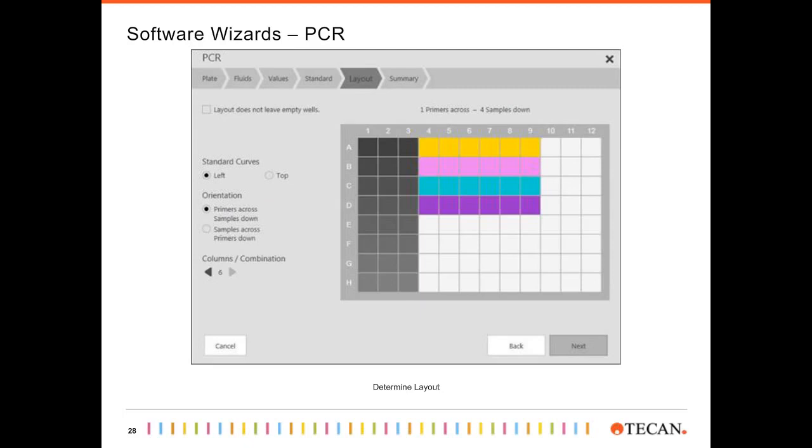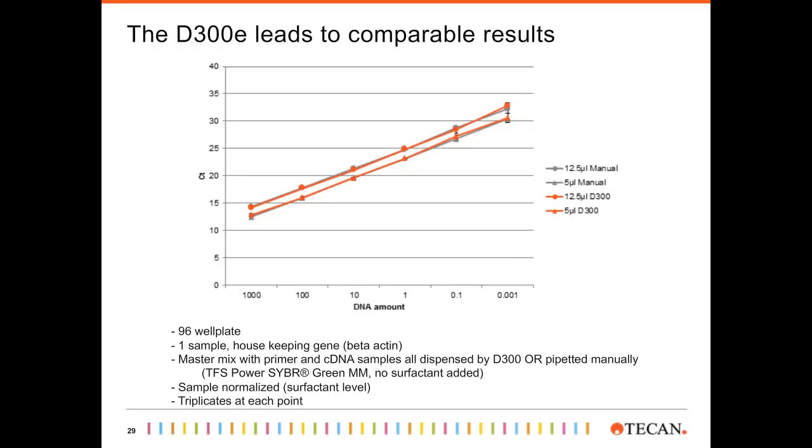So what we show here is also a comparison of how well it compares to manual pipetting. So in gray we have results from a manually set up experiment, both in 12.5 microliter reaction volume or 5 microliter reaction volume. And again here you can see that the red and the orange and the gray lines nicely align, so that means that there is no difference whether you set your experiment up with a D300E or manually, so there's no activity loss in your master mix or some other effects to your experiment.